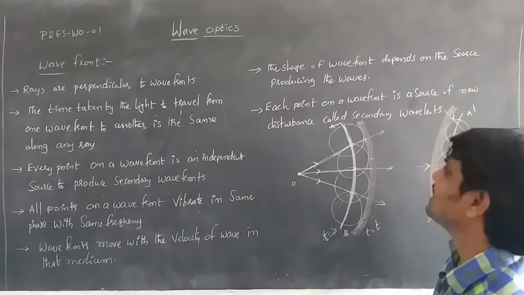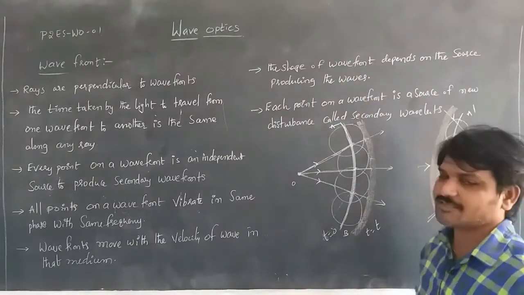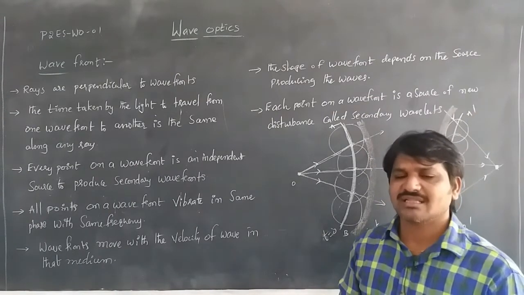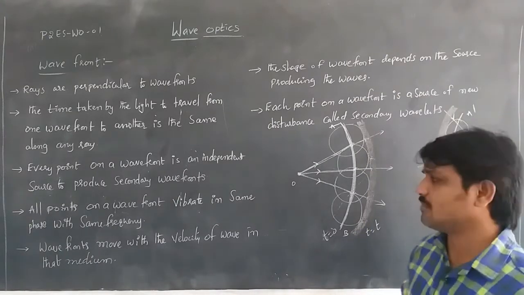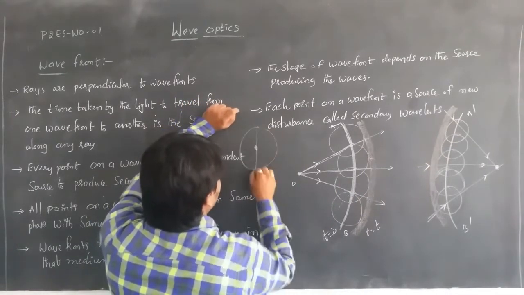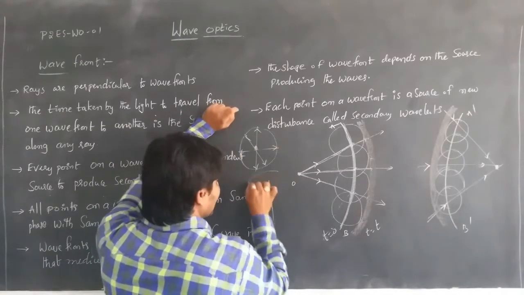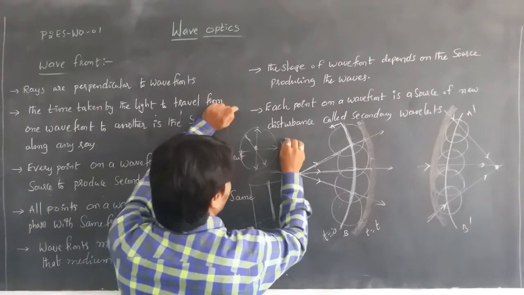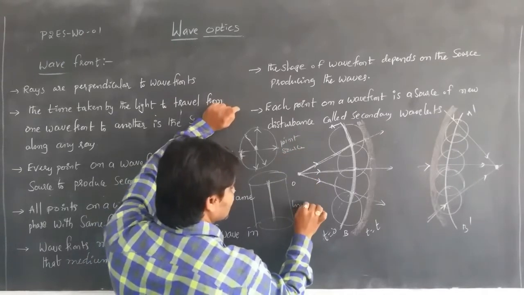The next one is the shape of the wavefront depends on the source producing the waves. If there is a point source, then we know that a spherical wavefront is formed, and a cylindrical wavefront is formed for a linear source. When the point source is there, spherical wavefronts are formed. For a linear source, cylindrical wavefronts are formed. This is a point source, and this is a linear source.